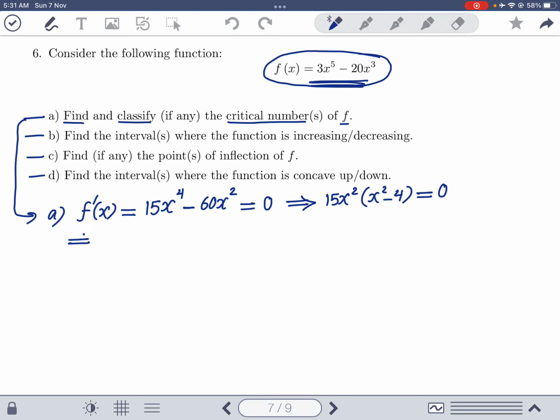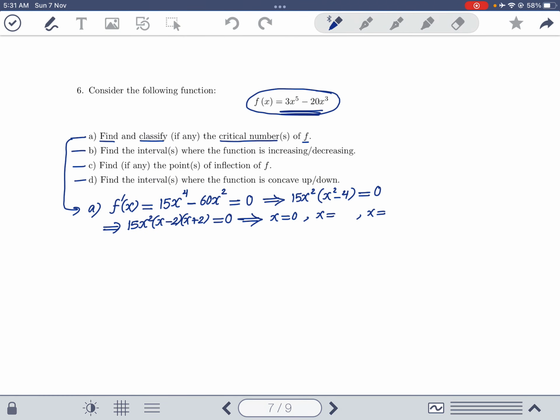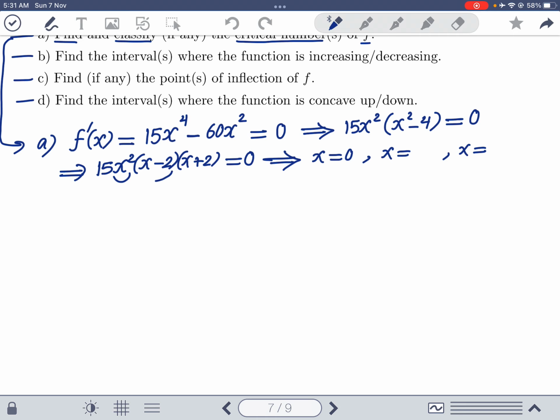And so we're almost done. Just this, you can write it as 15x squared into difference of two squares. So x minus 2 into x plus 2 equals 0. And now you can list all the zeros. So x equals 0, or x equals minus 2, or x equals plus 2. If you want to take them in order, this one gives me 0, then this one gives me 2, then this one gives me negative 2. So good. Those are the critical numbers.